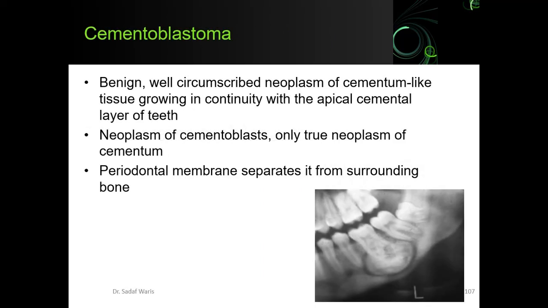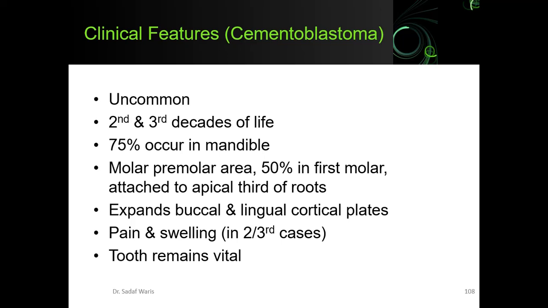Cementoblastoma. This is a benign, well circumscribed tumor of cementum-like tissue that grows in continuity with the apical layer of the teeth. It is said that this is the only true neoplasm of the cementum. This tumor is uncommon. It is usually seen in the second and third decade of life. More than half of the lesions are seen within the mandible, and especially the molar and premolar areas are specifically affected.